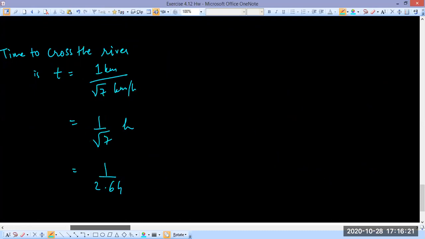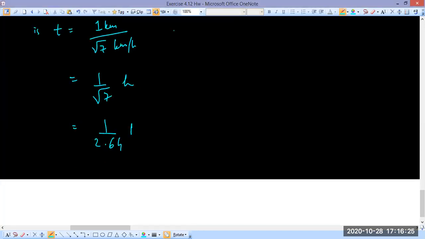Okay, so 1 upon 2.64, this is in hours. If you want to find it in minutes, you could multiply by 60. So T is equal to 60 upon 2.64 minutes. આ જે આવે એ answer. સમજી ગયા? I'm leaving it for you now. Okay, એક એક વસ્તુ મારે કંઈ કરવાની જરૂર ન હોય.